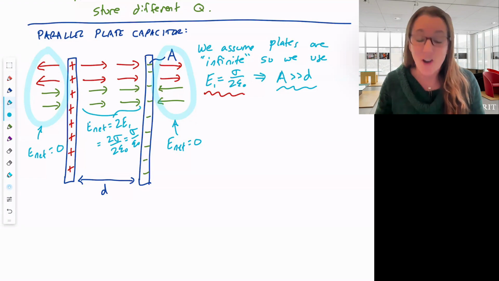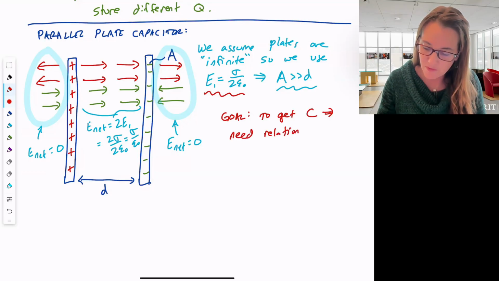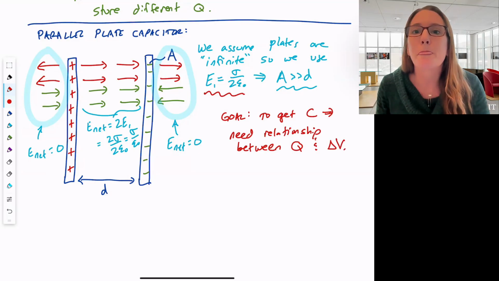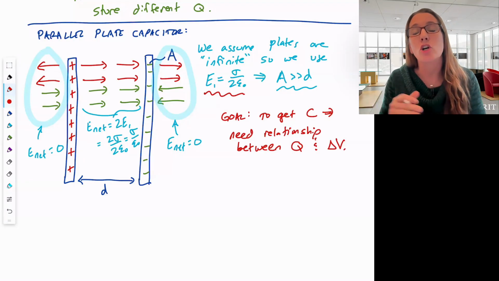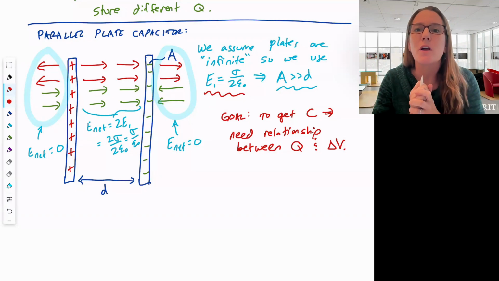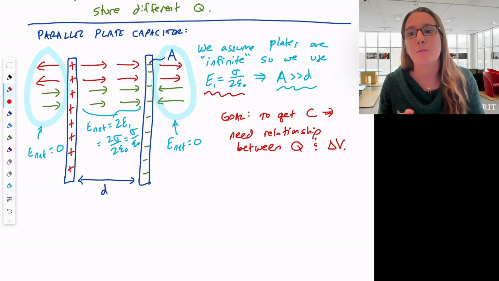Well, remember that to talk about capacitance, if we take a step back, our goal is to get capacitance. We need the relationship between charge and delta V. Prior, we used to calculate delta V given some charge. Now we're basically trying to get that expression for delta V in terms of charge, and then use that to see what the capacitance is.